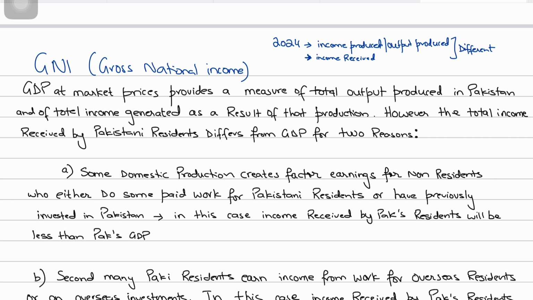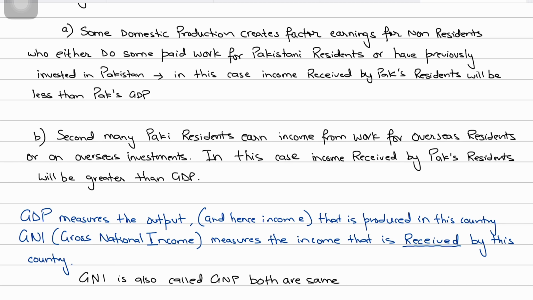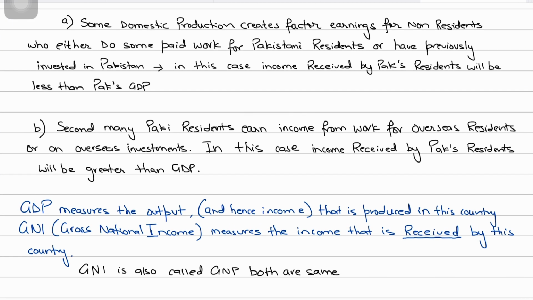But the total income that is received in Pakistan would be different from the Pakistani residents, and by residents we mean the individuals, the households, the firms, and the government, the state. That is all the key players in the economy. So the income received by the Pakistani residents would be different from the GDP, and there are two reasons that I have outlined here.